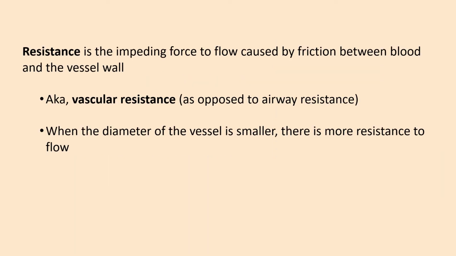So resistance is an impeding force to flow caused by the friction that occurs between blood inside the tube and the wall of the tube. Here we're talking about specifically vascular resistance. That's the friction between blood and the wall of the blood vessel. And in the respiratory system, we'll talk about a very similar concept, but it's called airway resistance. And that's friction between the moving gas and the airways, the wall of the bronchi, the bronchioles, etc. So there's a relationship between the diameter of a tube and the degree of resistance or the degree of friction.